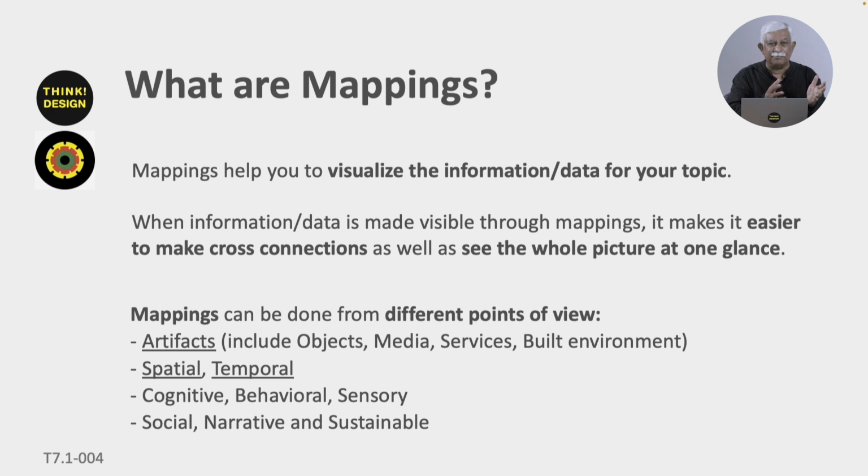So, for example, you can do it from an artifact point of view, which includes objects, media, services or the built environment. You can do it from a spatial dimension or a temporal dimension. You can also do mappings with respect to your cognitive, behavioral or sensory abilities. Also, it can be with respect to the social, narrative or sustainability factors. We're going to look at 3 of them: artifacts, activities and spaces.